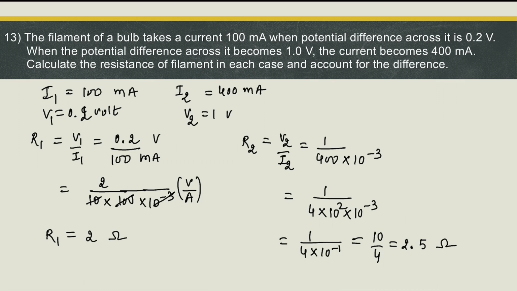Now why did the resistance increase? Because as you see here, the current increased, and we know that as the current flowing through the filament increases, its temperature will increase because some amount of energy will be lost in terms of heat. So the temperature of the filament increases, and that increases the resistance. Thank you.